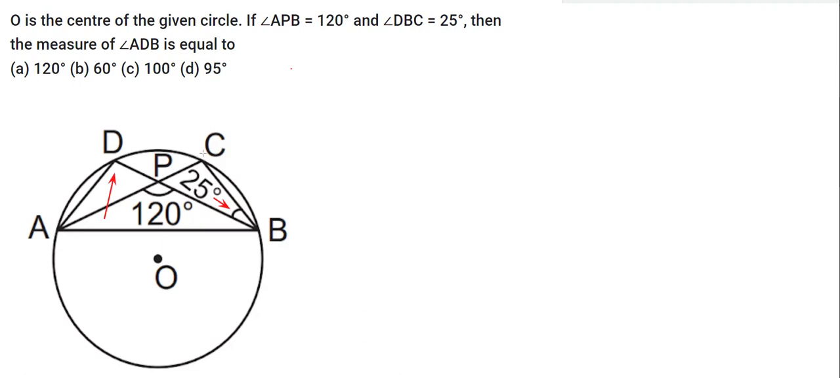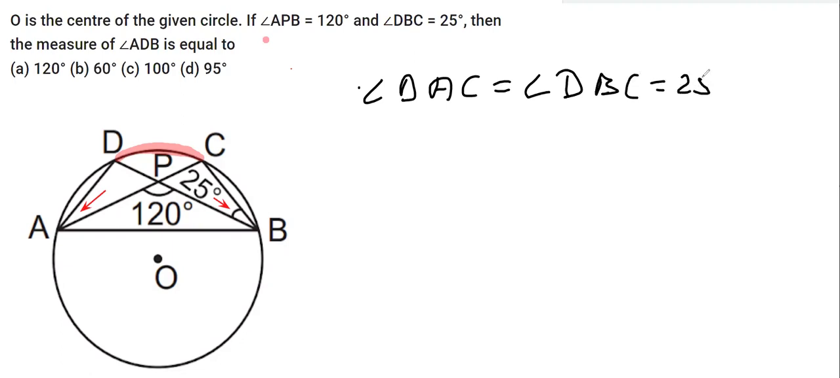We have two properties by which we can do this. So let's do it one way. I can see that angle DAC and DBC are made by the same segment, subtended by this arc. By using the property of angles in the same segment, the value of angle DAC will be the same as angle DBC, and that should be 25 degree each.